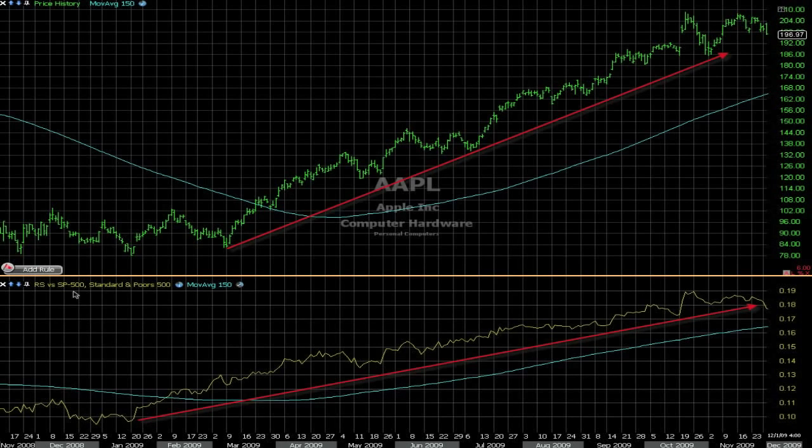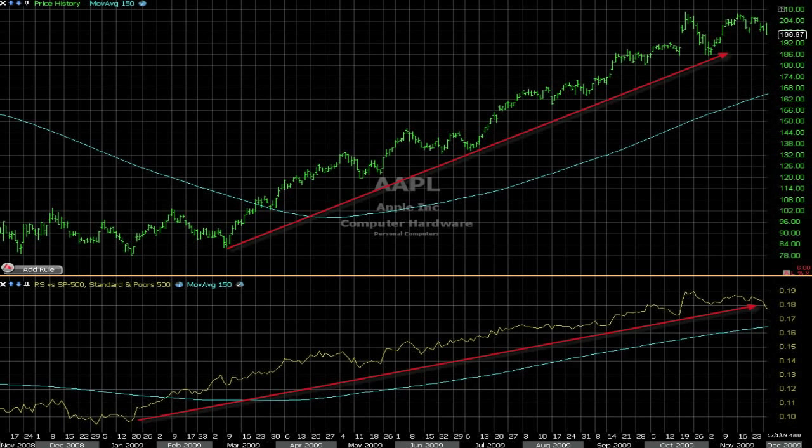The calculation is quite simple. You simply divide the stock price by the price of the S&P 500. It gives us a number which we can then use to plot a graph underneath the stock, like I've done here. You can add any technical indicator or use any chart analysis on the relative strength if you want to. Here I've used a 150 moving average, just like I'm doing on price. You can also use chart analysis, like saying you've got higher lows and higher highs.